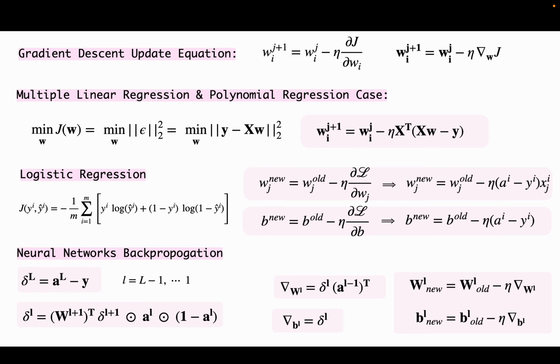So this is about the gradient descent algorithm, which is one of the iterative approaches or numerical methods to find a solution to unconstrained optimization problems.